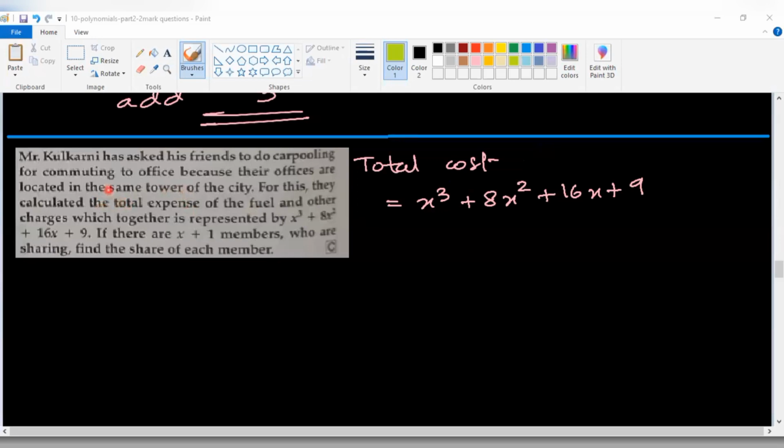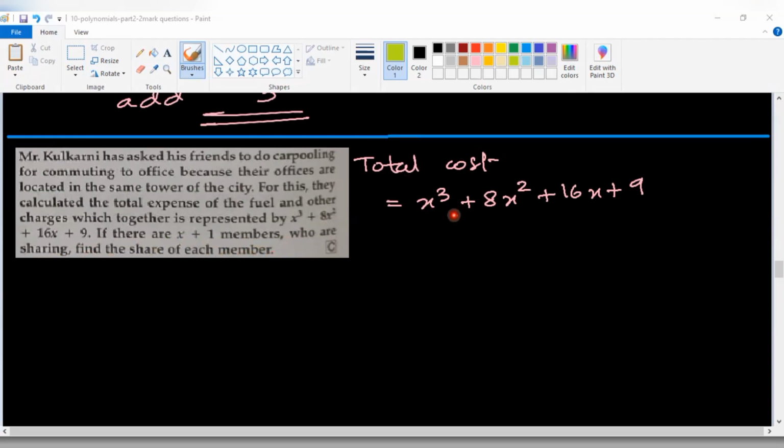This is the last question in this video. Mr. Kulkarni has asked his friends to do carpooling for commuting to office because their offices are located in the same tower of the city. For this, they calculate the total expense of the fuel and other charges, which together is represented by x cubed plus 8x square plus 16x plus 9. If there are x plus 1 members who are sharing, find the share of each member.